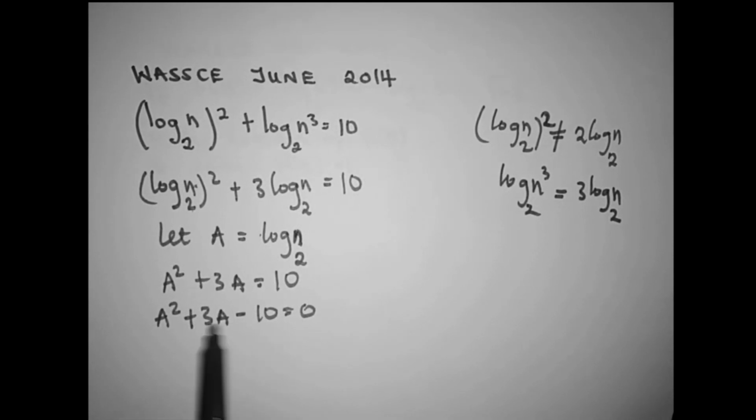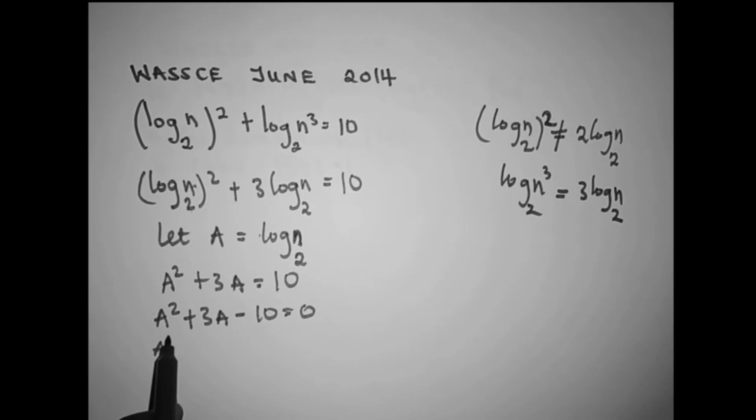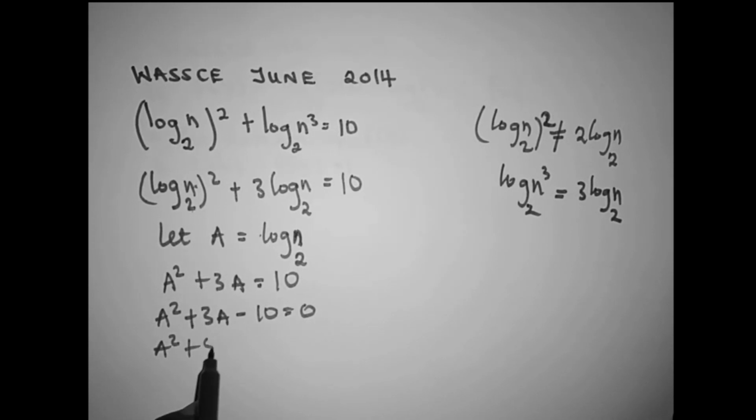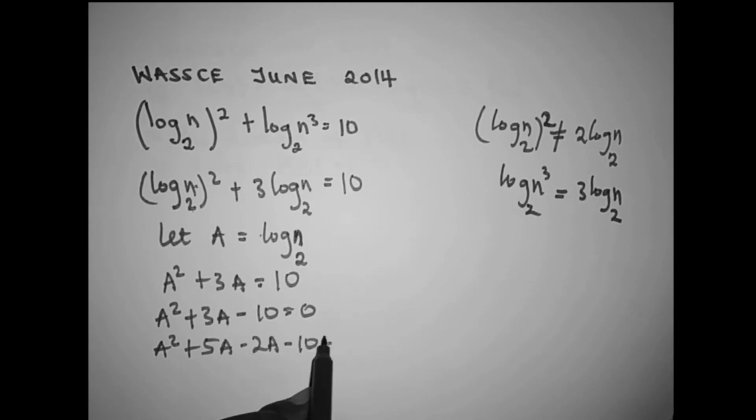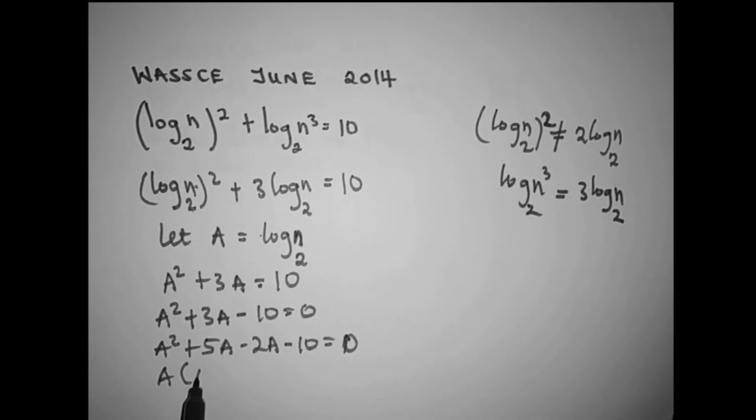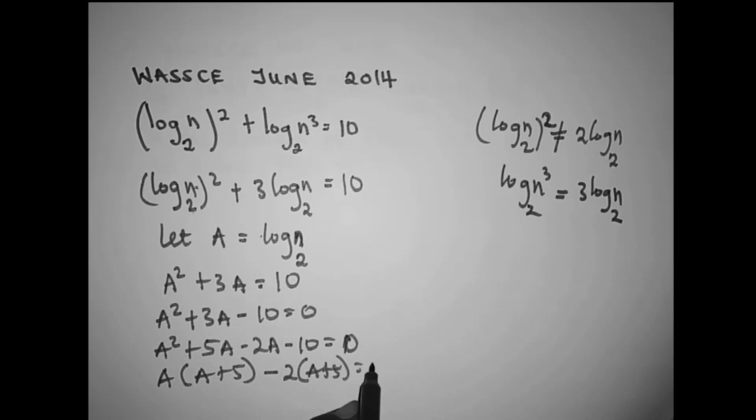So you must look for two numbers that when you multiply, you get minus 10, but when you add, you get plus 3. You see that those numbers are plus 5 and minus 2. So this is a squared plus 5a minus 2a minus 10 is equal to 0. So let's factorize a out. We are left with a plus 5. And we factorize minus 2 out. We are left with a plus 5 here equals 0.